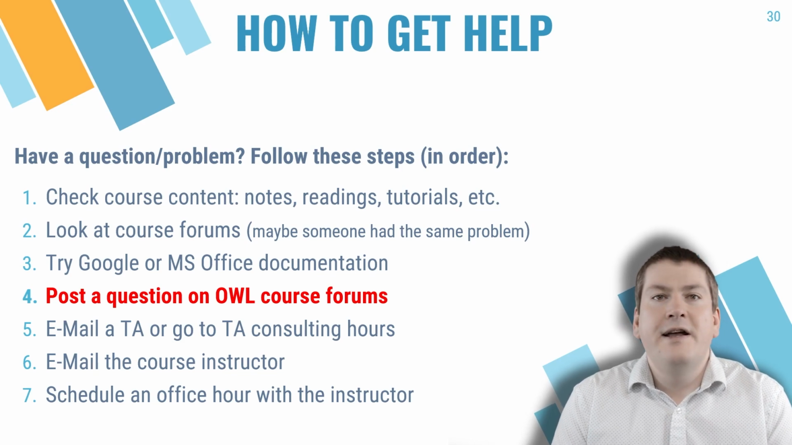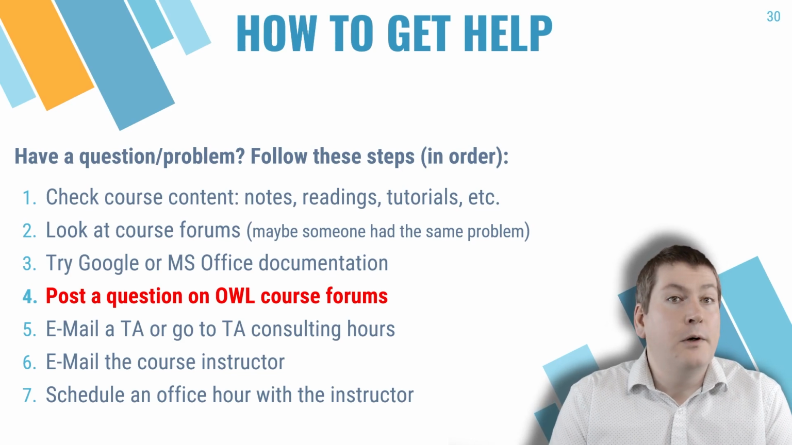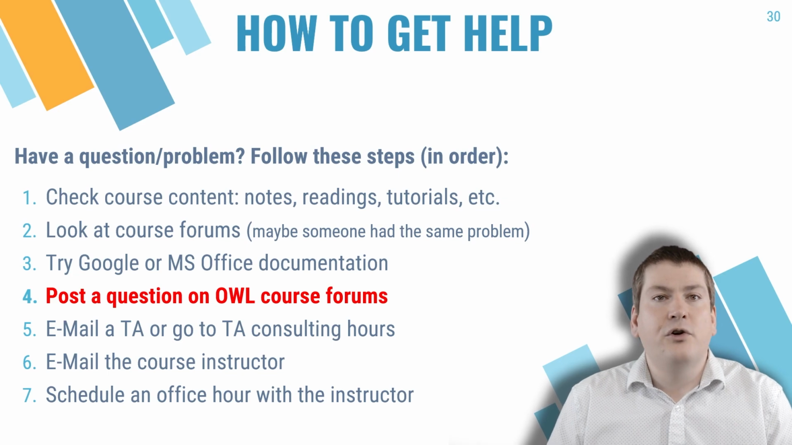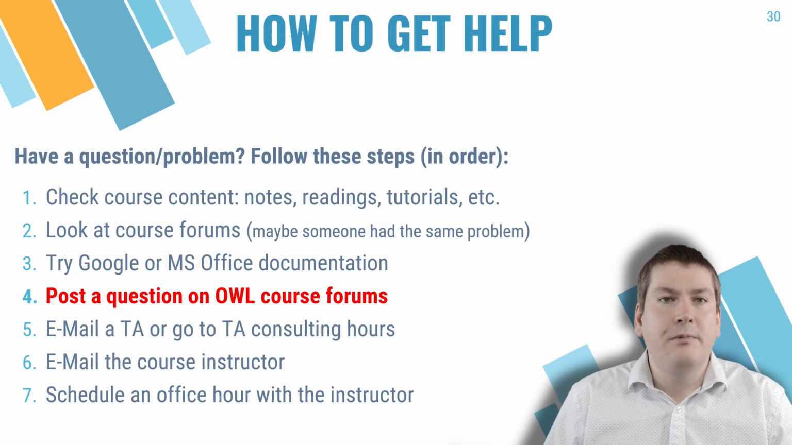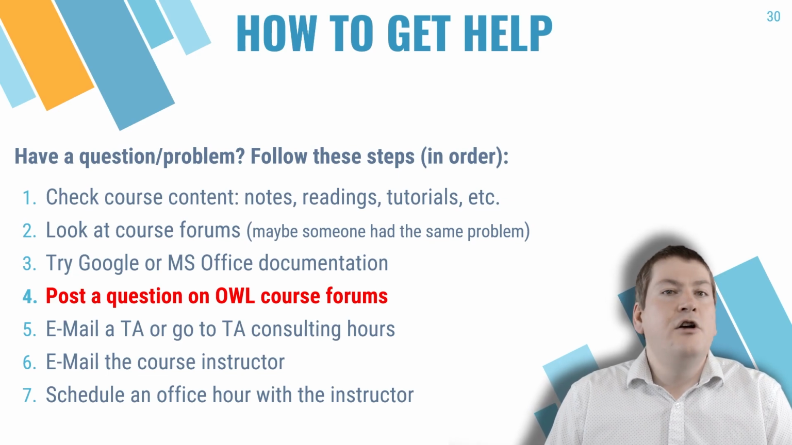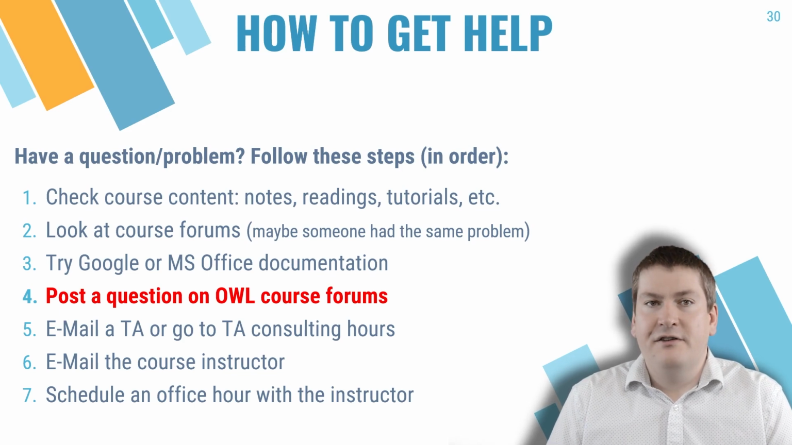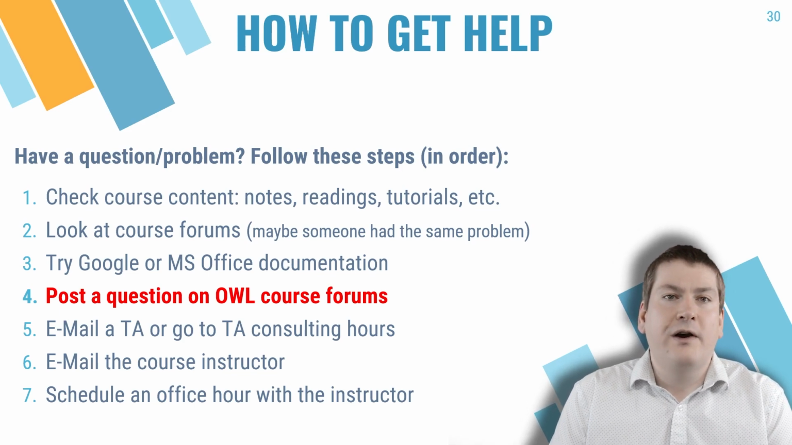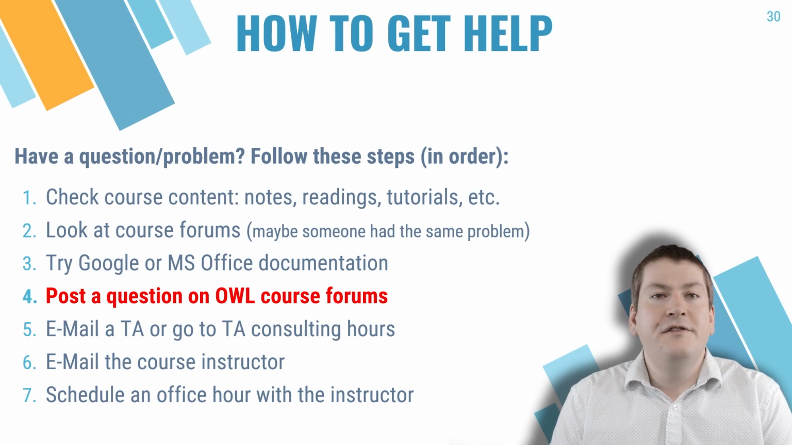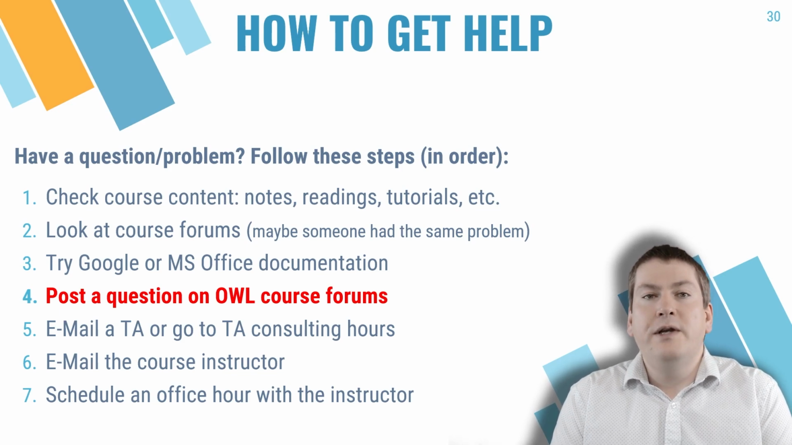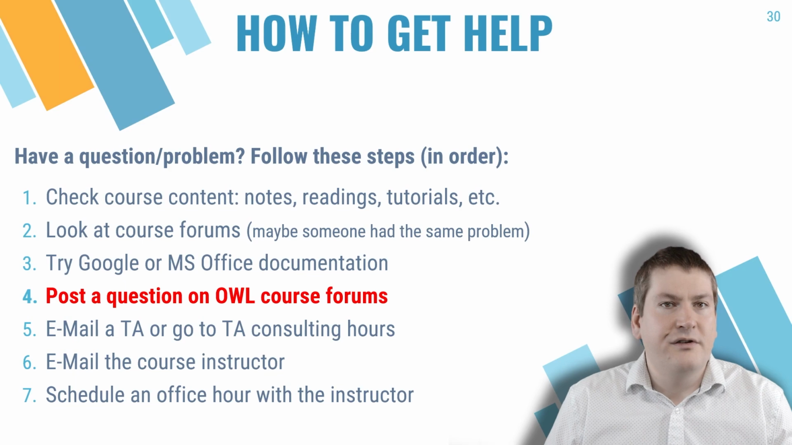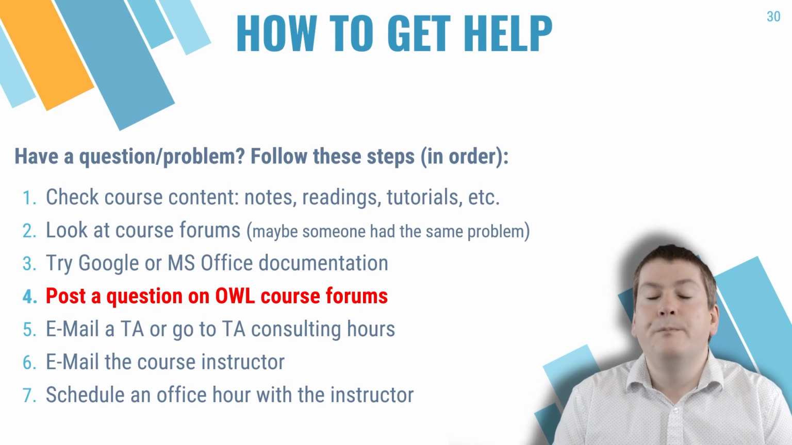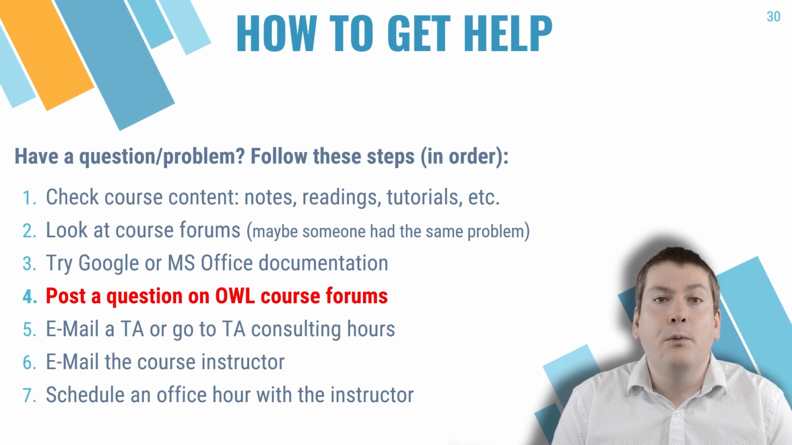Next, or number 2, take a look at the course forums on OWL. Maybe someone has already asked your question and the answer has already been posted. Number 3, try to Google or the Microsoft Office documentation for Excel or Access. Most common questions can be found this way, but do keep in mind that you're not allowed to copy solutions off of existing resources.